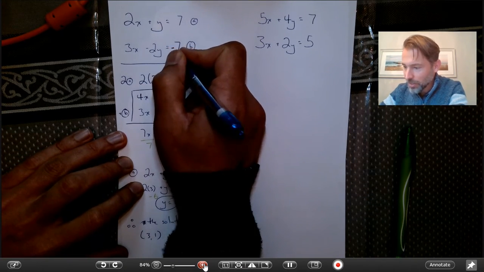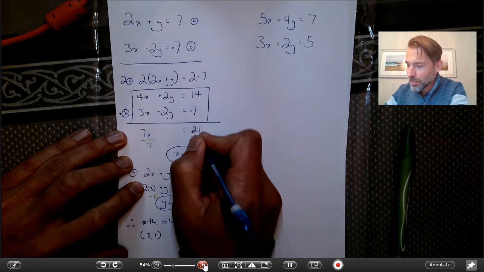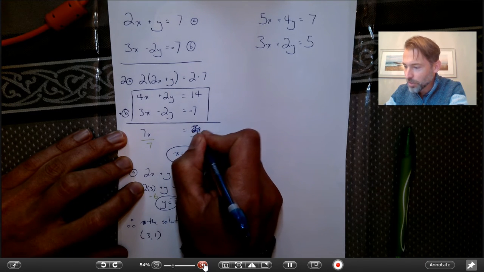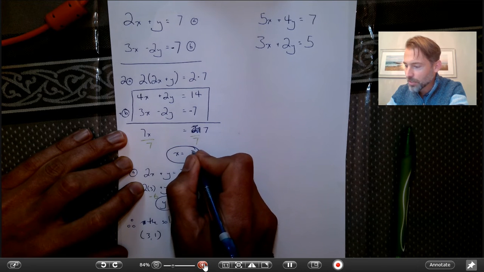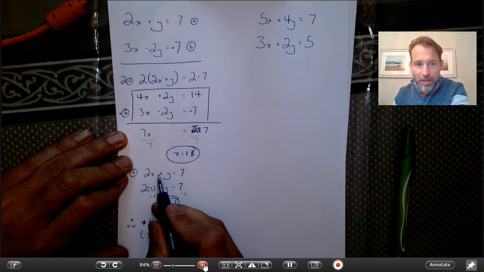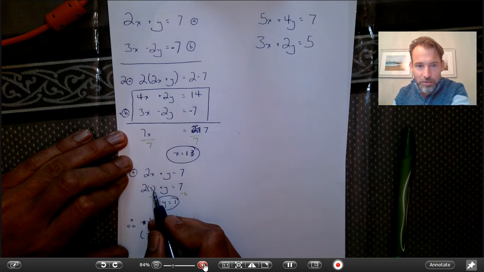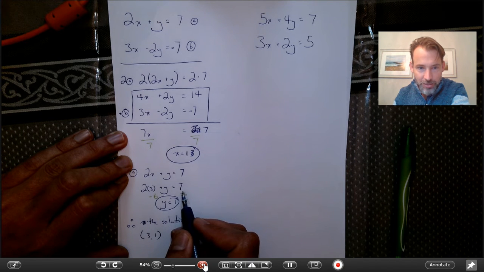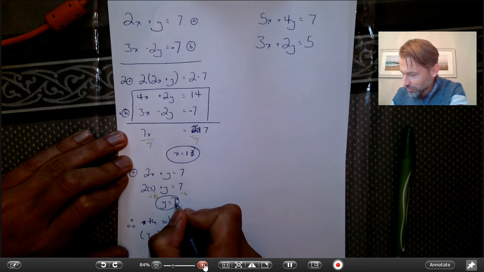If I have -7 here, I would also have -7 there. Instead of 21, this would give me 7. And I would have x is equal to 1. Okay, there. And then I would have 2 times 1 is 2, so this would be 2 instead of 6. So I'd have to subtract 2 from both sides. That will give me y is 5.